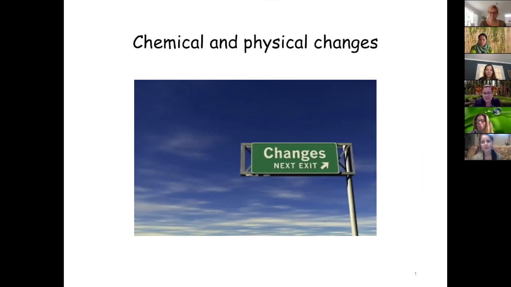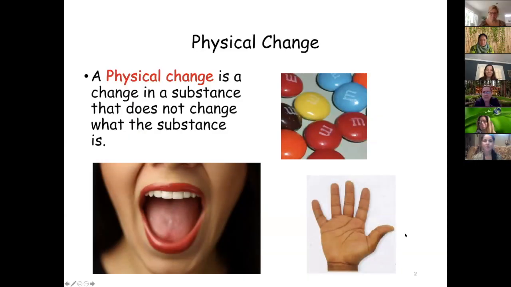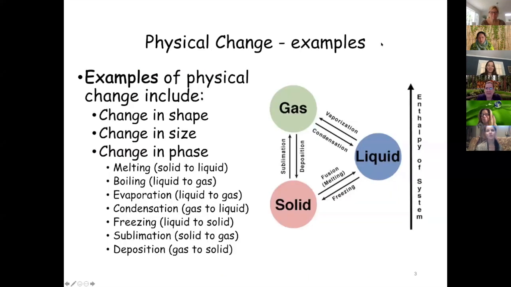For today, we want to do a little bit of a review with you. So we're going to go through a little PowerPoint, and it's called Chemical and Physical Changes. And here we go. So let's talk about what a physical change is. A physical change is a change in a substance that does not change what the substance is. So let me give you some examples of a physical change.